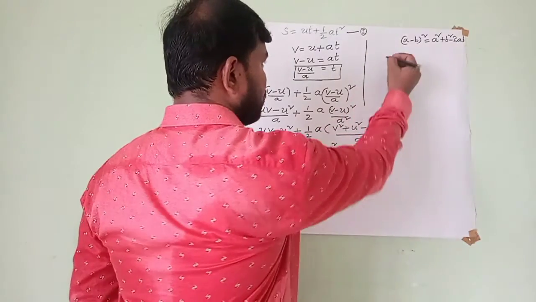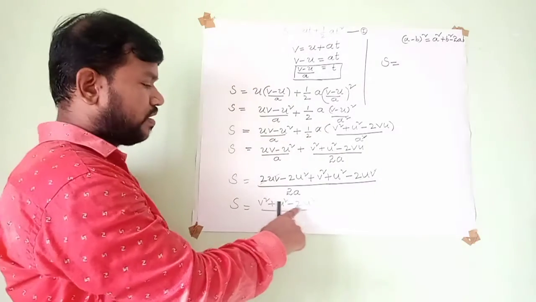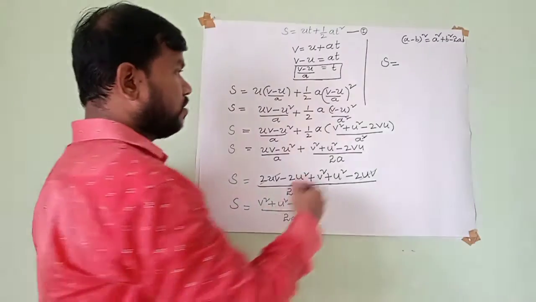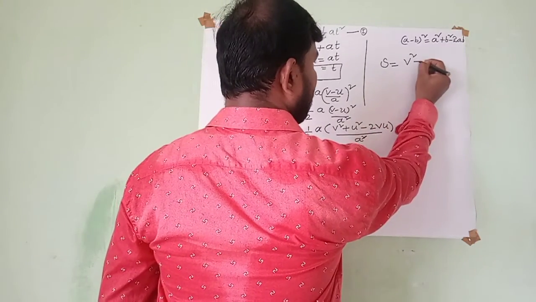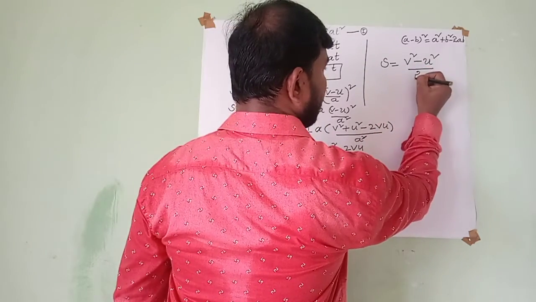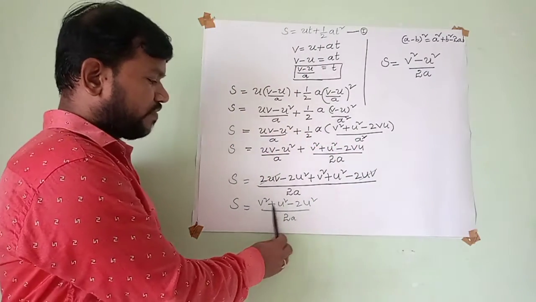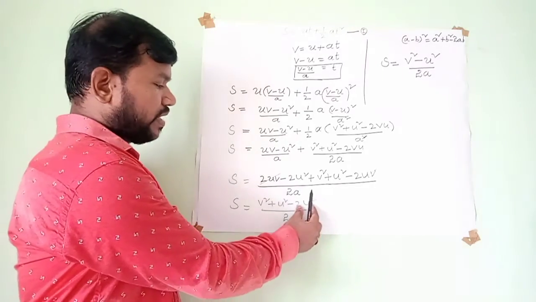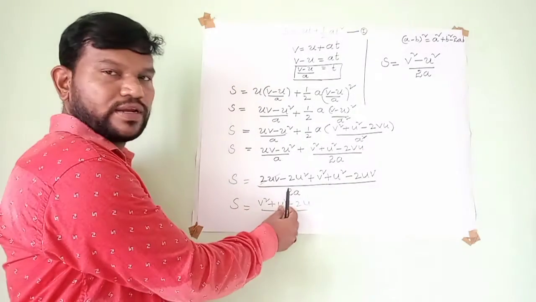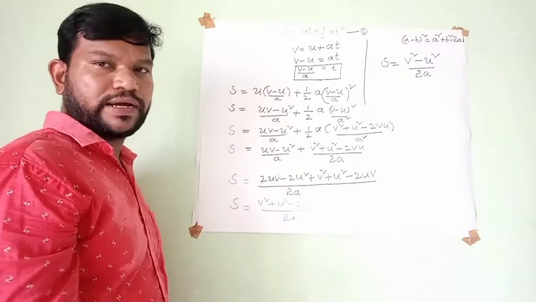So students, s is equal to, here plus u square minus 2u square. So that 1 u square we can cancel. So what we will get? v square minus u square by 2a. Students, observe clearly. v square plus u square minus 2u square, so minus 2u square plus u square. So that I cancel 1 u square. So what we got? s is equal to v square minus u square by 2a.